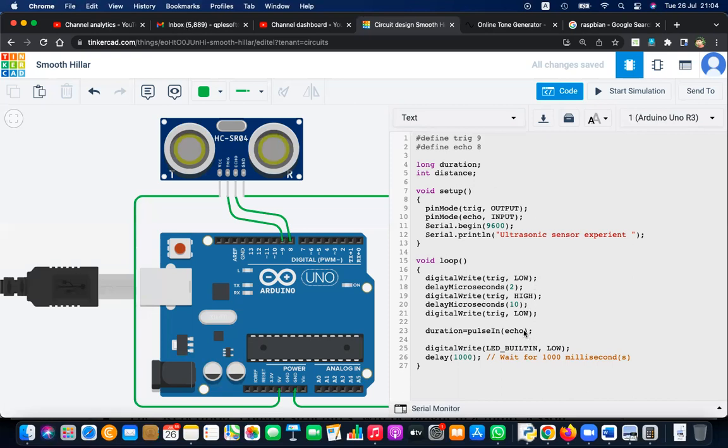I couldn't write there high, right? You have to detect high voltage from the pulseIn. From the echo pin, you have to detect high.